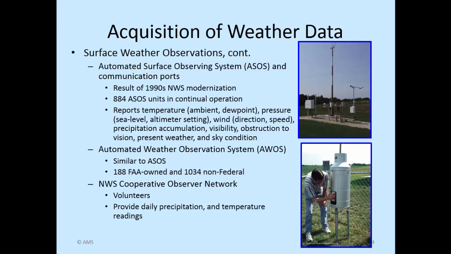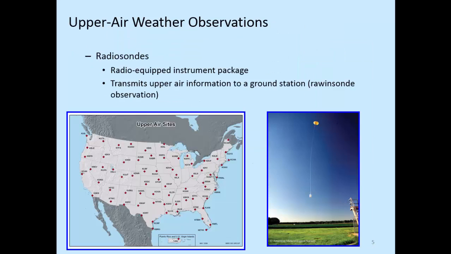We also have automatic weather observation systems, or AWOS. They're very similar to ASOS, and you can see that we have over 1,000 of these. We also have National Weather Service Cooperative Observer Network. These are private citizens who maintain weather records from their location, wherever they happen to be. I used to actually do that myself, did that for several years.